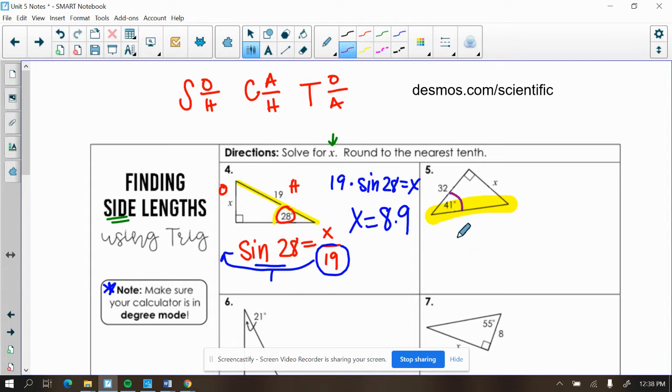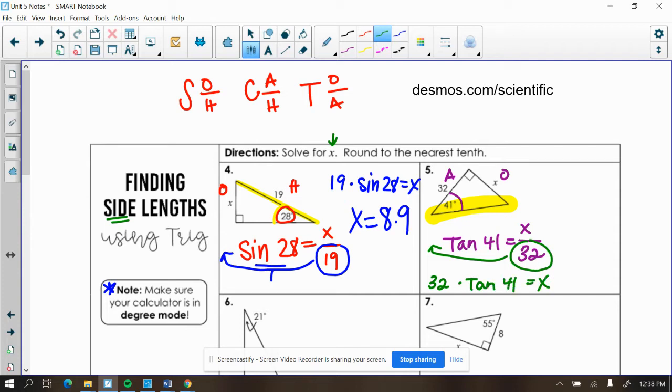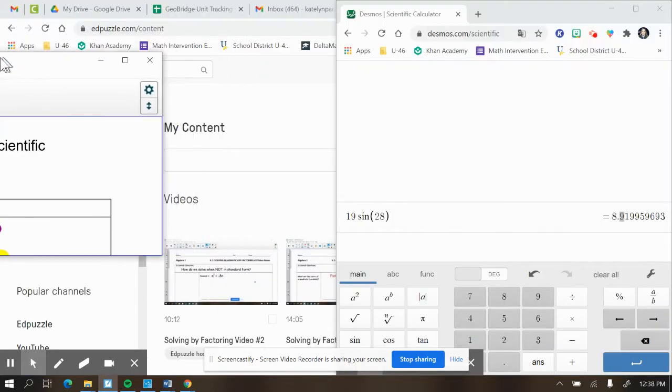So look, I can say, here's my angle, right? Tangent of 41 equals, well, what's it going to equal? Well, here's my opposite side of my angle 41. Here's my adjacent side. So again, it's going to be x over 32. So remember I said what we're going to do is take this bottom number and put it in the front over here. So 32 times tangent 41 equals x.